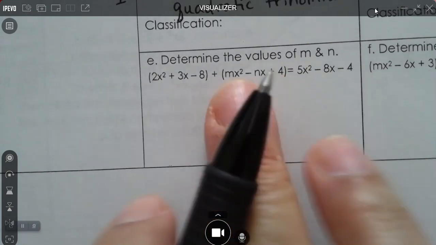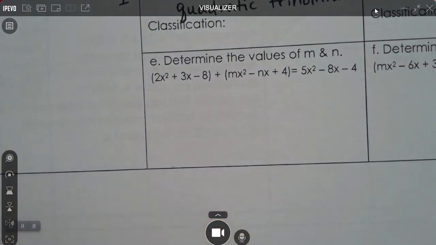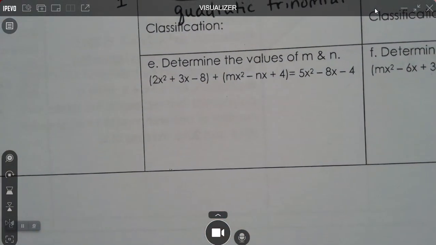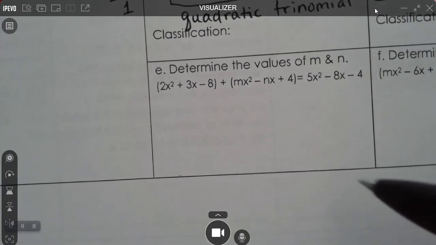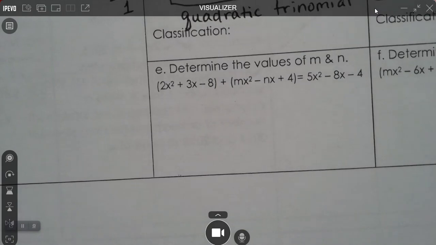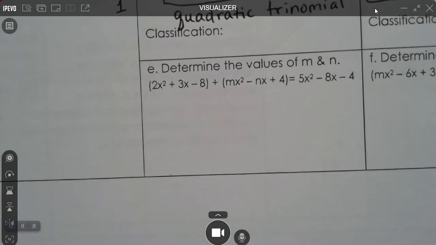All right, so with this one, if you don't have enough room, you can use the room on the left. Or if you need paper, I have some paper available. But what I don't want to hear is complaining about the lack of space. Take out a piece of paper and do it on a separate piece of paper then.